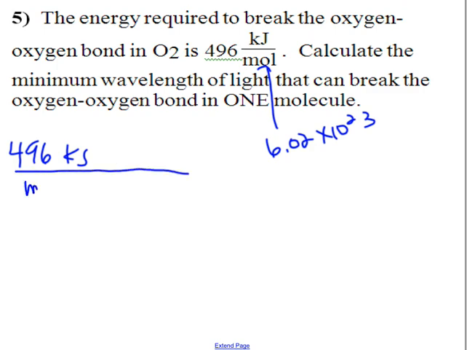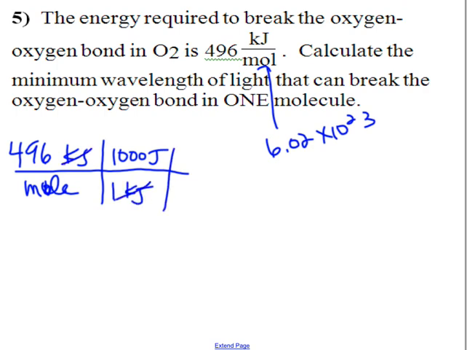No, so I'm going to go ahead and do a double conversion here. I'm going to go from kilojoules per mole to joules per molecule. So we'll be in joules, because we have to be in joules because of Planck's constant. Okay? So let's do kilojoules to joules first. So for every 1,000 joules, I have 1 kilojoule, right?